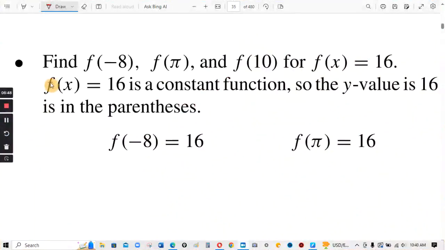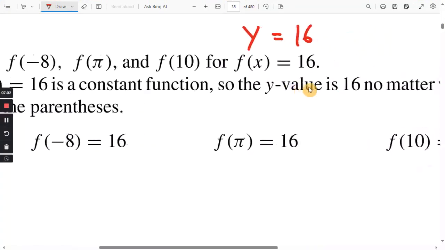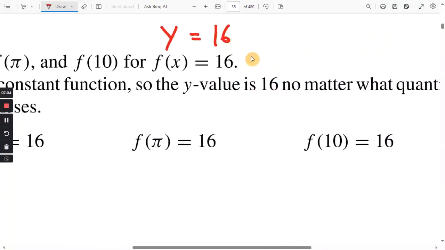Okay, next example, they want us to find f of -8, f of pi, and f of 10 for f of x equals 16. This is basically the same as y equals 16. So there's no variable, it's just a constant. This right here is considered a constant function. I'll just abbreviate fn for function. This is a constant function.